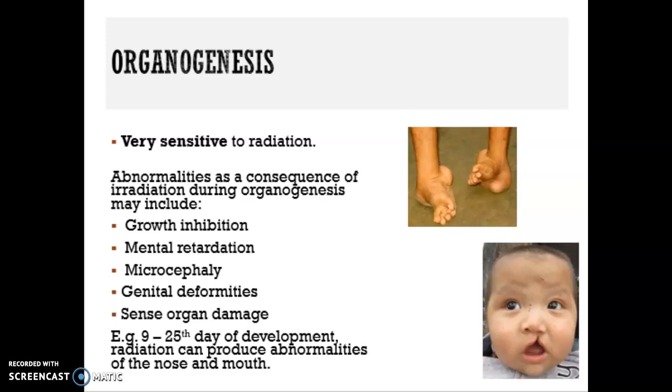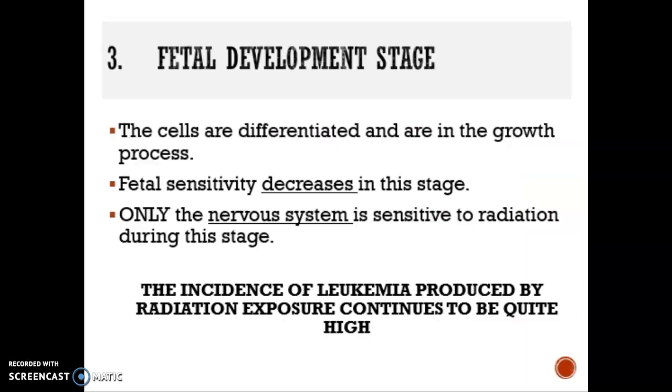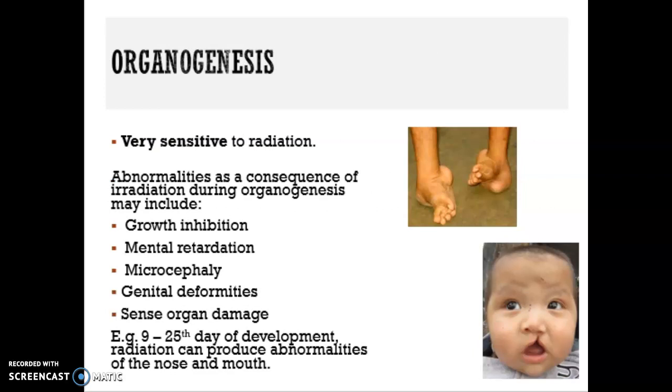Now, when you combine a high dose of radiation with a late stage of organogenesis, fatal abnormalities in the fetus will cause neonatal death, or what we call death at birth. If the neonate does not die and survives the radiation dose, abnormalities as a consequence of the irradiation will include things like growth inhibition, mental retardation, microcephaly, which is a condition where the head circumference is smaller than normal and may cause damage to the developing brain tissue, and genital deformities can occur, as well as sense organ damage, to name a few.